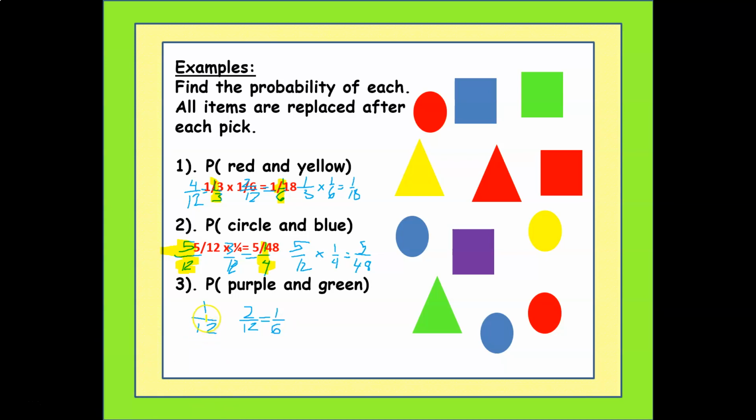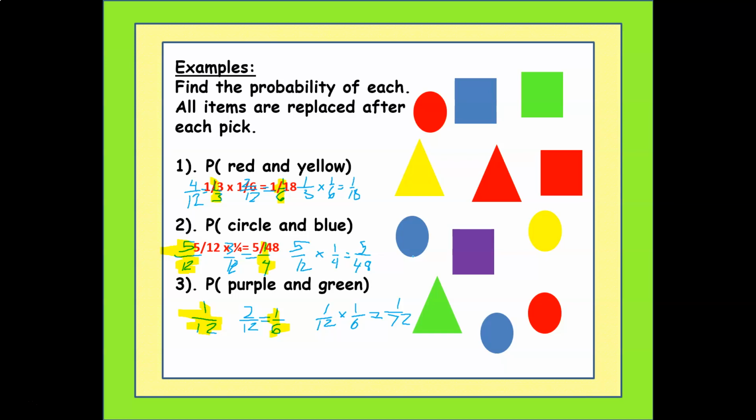So we have our two probabilities. We have 1/12 and we have 1/6. So we take 1/12 times 1/6. So we get 1 over 72.